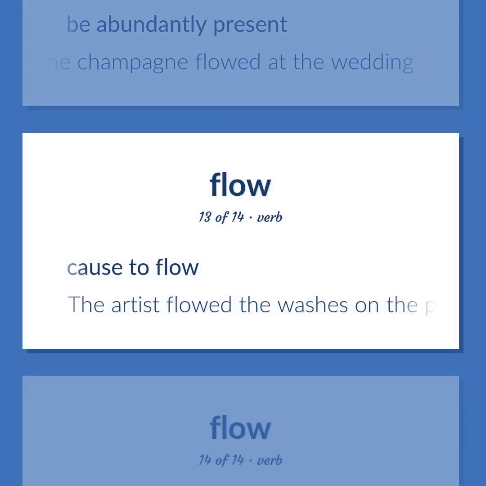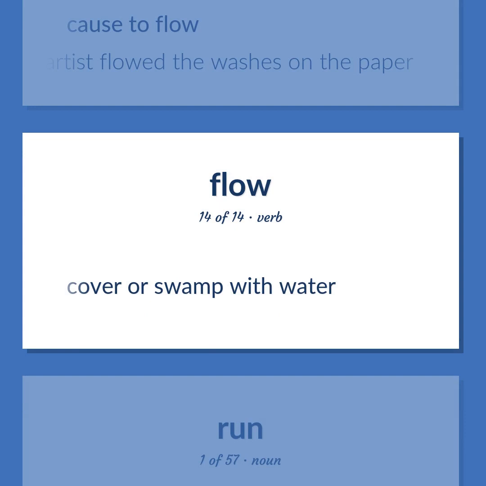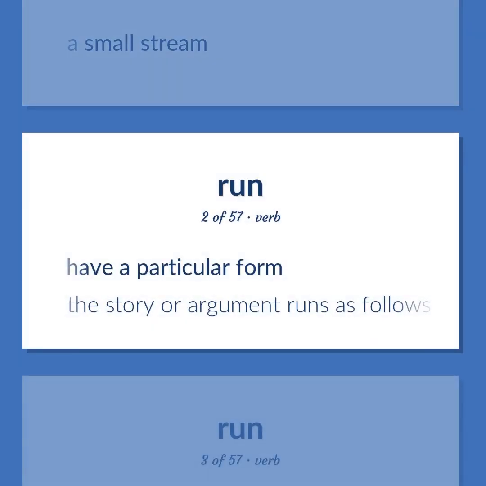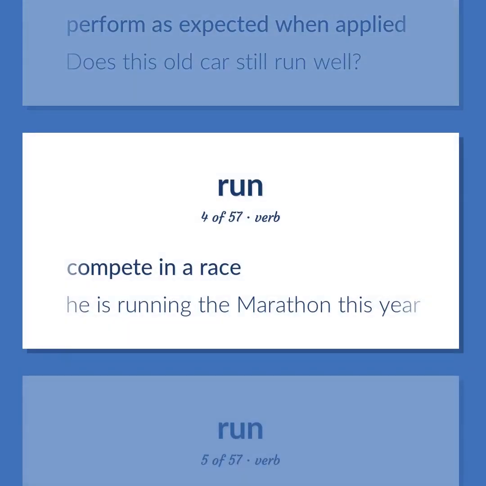Cause to flow. The artist flowed the washes on the paper. Cover or swamp with water. A small stream. Have a particular form. The story or argument runs as follows. Perform as expected when applied. Does this old car still run well? Compete in a race. He is running the marathon this year.